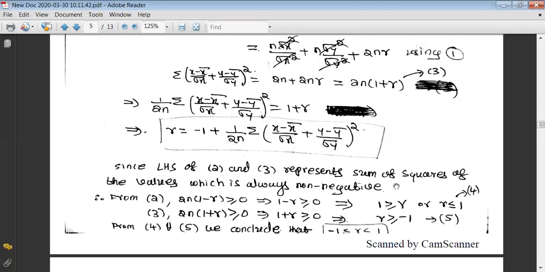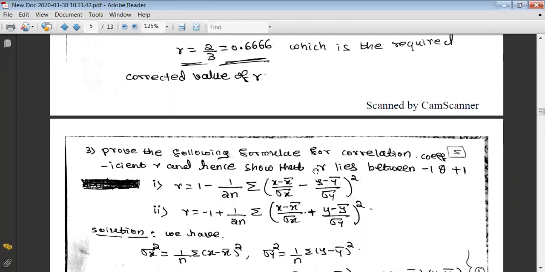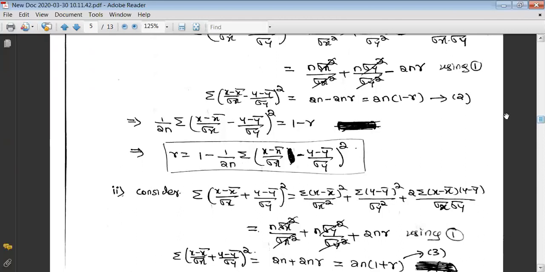And later on, they have said that we are supposed to prove that r lies between minus 1 and plus 1. In order to prove this, we have to concentrate on equations 2 and 3 carefully. Looking at equation 2, the LHS of equation 2 represents the sum of the squares of the values. If you take any values, either negative or positive or zero, and take the square of them and add those values, it always results in a non-negative value. Non-negative means greater than or equal to zero.